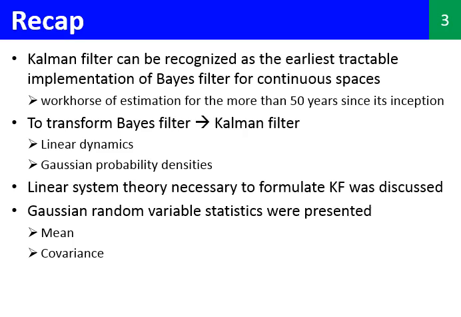In the last lecture, we recognized the Kalman filter as the earliest tractable implementation of the Bayesian filter for continuous spaces. And it has been used for more than 50 years as a state estimation algorithm. In order to transform the Bayes filter into the Kalman filter, we need two things: linear dynamics and Gaussian probability densities. So in the previous lecture, we went through all the supporting material required to formulate the Kalman filter. Now we are ready to look at the Kalman filter algorithm in more detail.